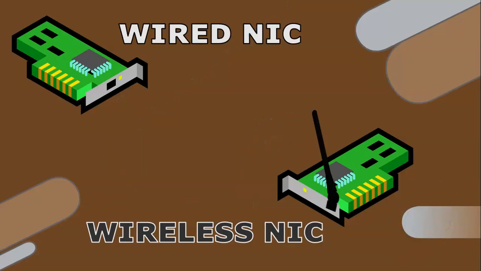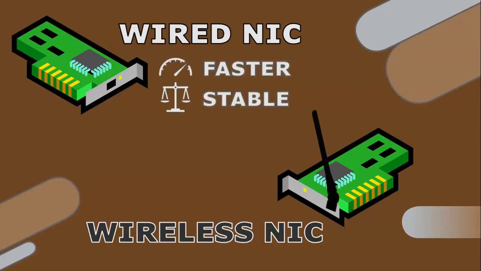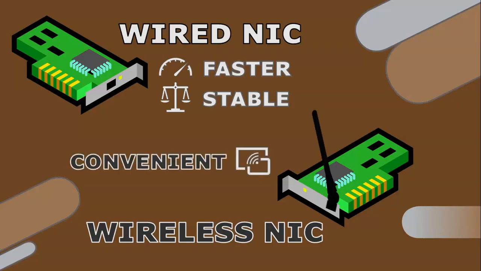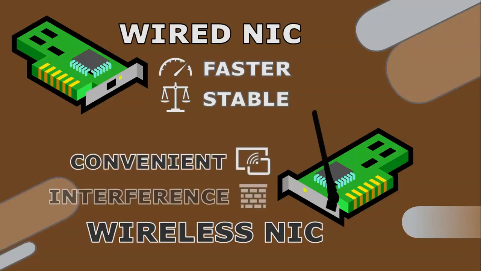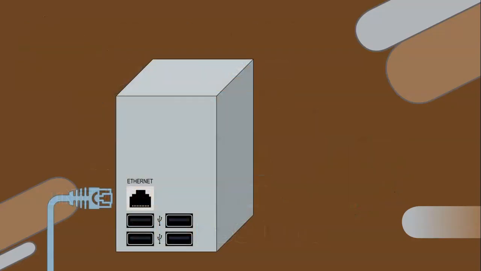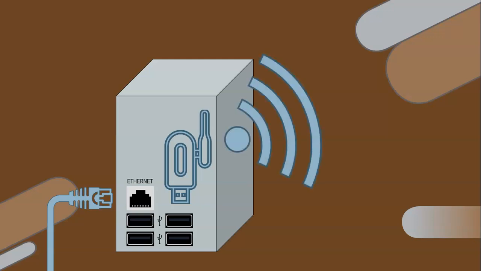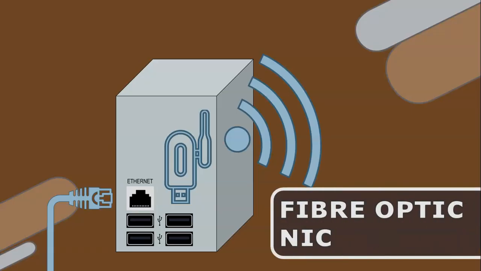Wired NICs often provide faster and more stable connections because they plug directly into the network, while wireless NICs can be more convenient, but they can be affected by things like walls or interference. Although your desktop computer may not have a wireless NIC, you can get a mobile or wireless dongle which plugs into your USB port and connects the device to a mobile or Wi-Fi network. There are also fiber optic NICs which use fiber optic cables for high-speed connections. These are usually used in advanced computer environments like data centers.